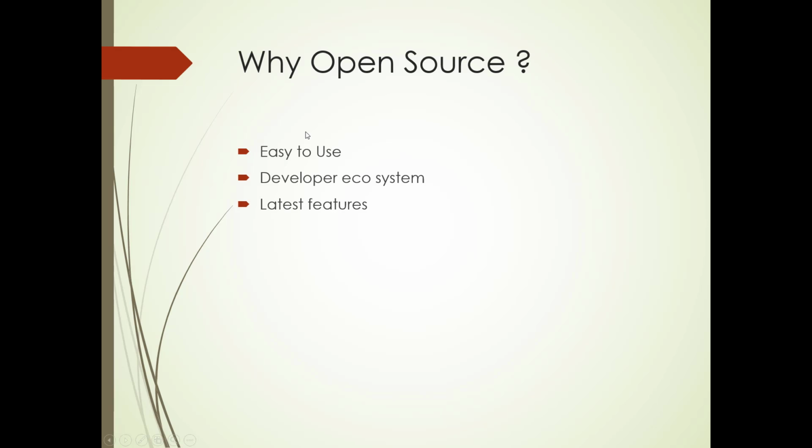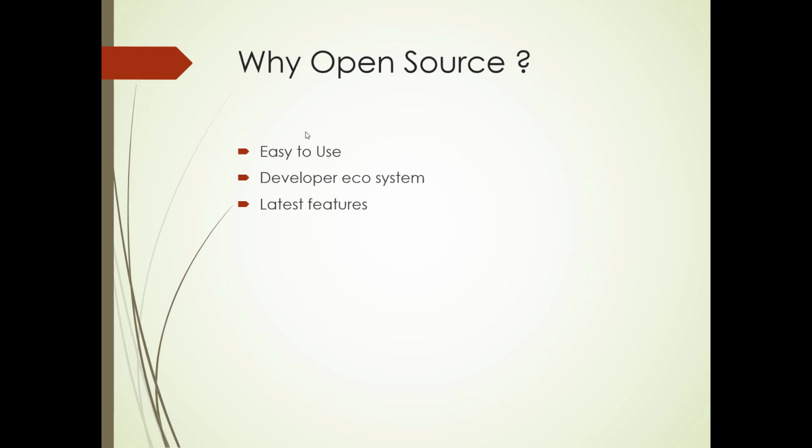Okay, so we look at open source. Why do we go for open source? It's easy to use, and we have a large developer ecosystem, and we can get the latest features out of it. So that is one of the main reasons we go for open source, where we can get a lot of benefits, and we can get it for free. So today there are huge opportunities and investments for open source development.